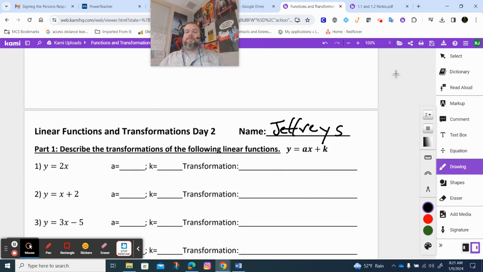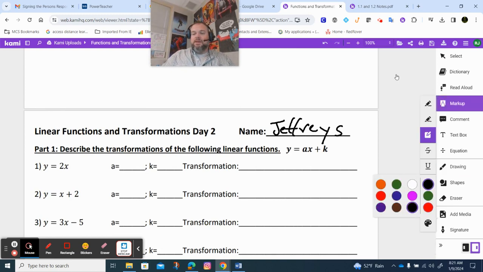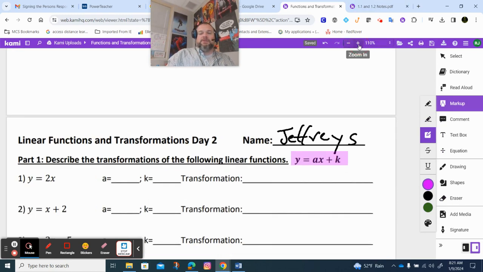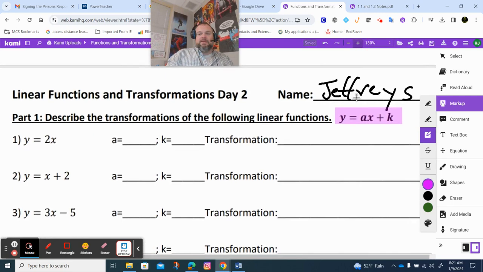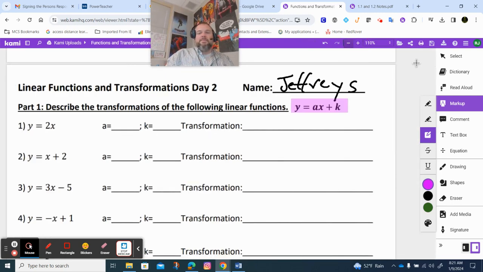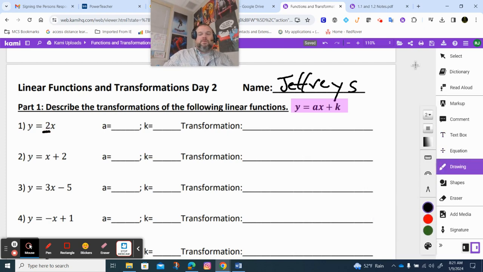All right, with that being said, here's our stuff right here. There's our linear equation, our parent function. Now, if we look at this, what is our a value right here? What is that value? 2. All right. Our k, what is our k value? What's being added or subtracted back here in the back? Nothing, so 0.